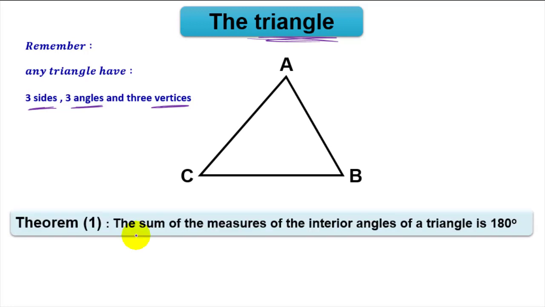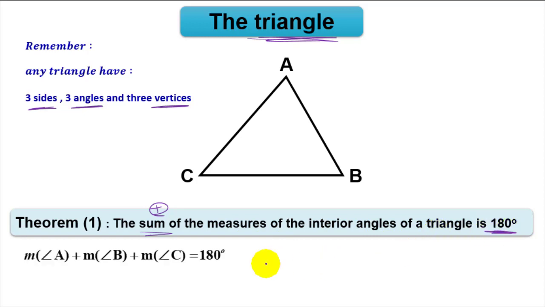Theorem 1 of the triangle, it's called the sum. The sum of the measures of the interior angles of any triangle is 180. Example, if we add the measure of angle A plus the measure of angle B plus the measure of angle C, their sum must be equal to 180 degrees.